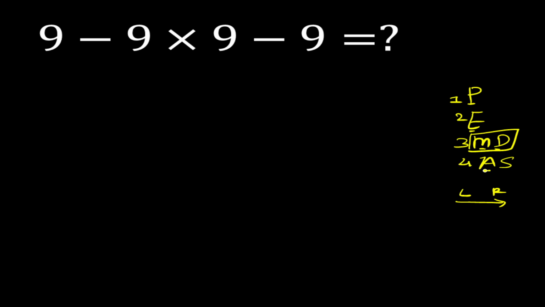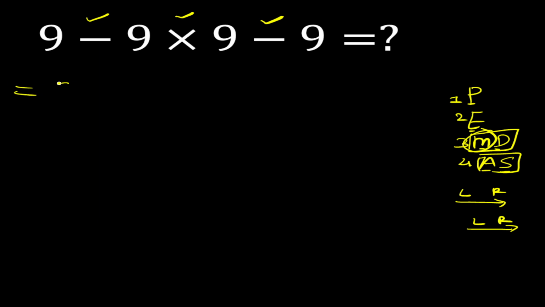And fourth and last priority is addition and subtraction. Also addition and subtraction both have equal priority, so we have to solve it from left to right. So in this question we have one subtraction, one multiplication, and then again one another subtraction.